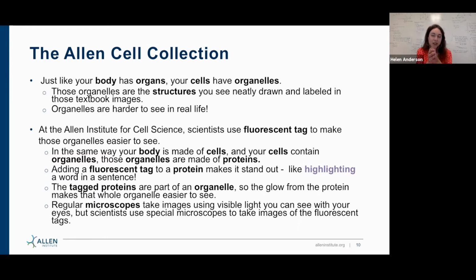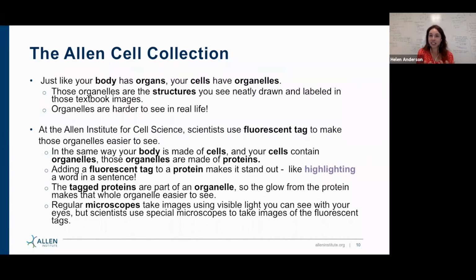These organelles are made up of proteins. So we have proteins that make up organelles, organelles that help your cells to function, and cells that make up your body. Going backwards, your body is made up of cells which contain organelles, and organelles are made of proteins.